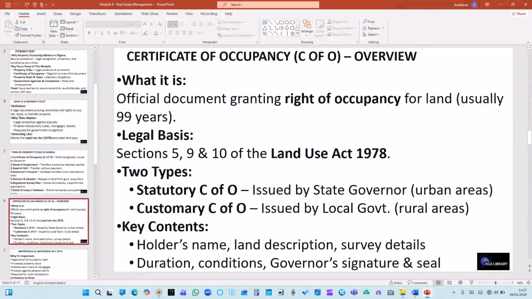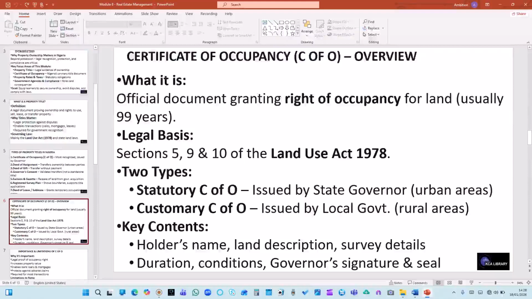Now let us look at certificate of occupancy, C of O. What is it? Certificate of occupancy is an official document granting right of occupancy for land, usually 99 years. So it's a document issued by the state government which grants an individual the right to occupy a particular piece of land for a specific period of time, which is renewable after 99 years. The legal basis is Section 5, Section 9, and Section 10 of the Land Use Act of 1978.